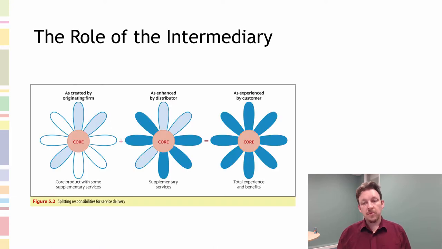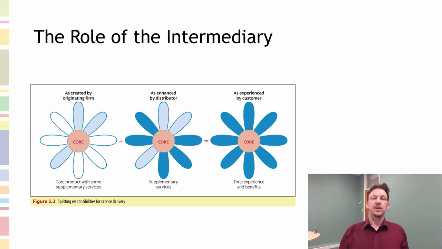All right, again, a push back to the text. I want to mention a couple of things here. The intermediary: the internet was supposed to take intermediaries out of commission. It just made intermediaries much more effective. So what happens in the split responsibility is that the original firm will create a service. There'll be an enhancement, an add-on by the distributor of the service. But you as the customer only experience it as a single combined entity.